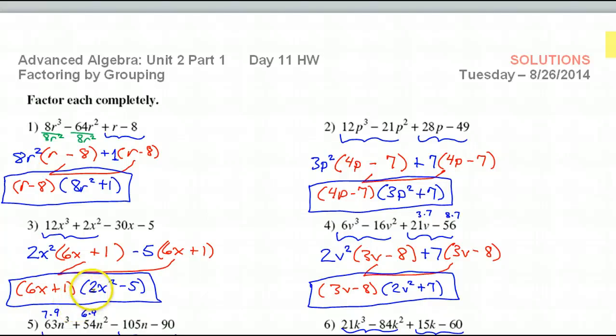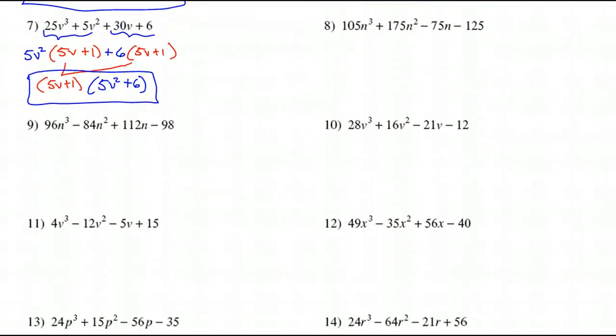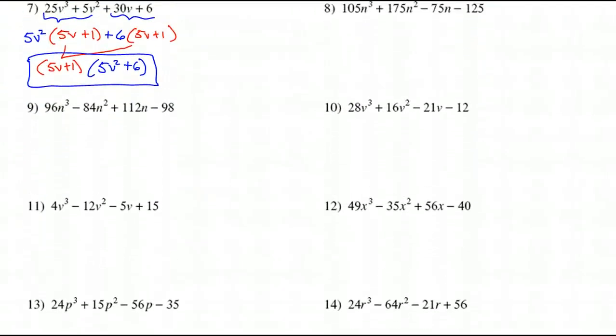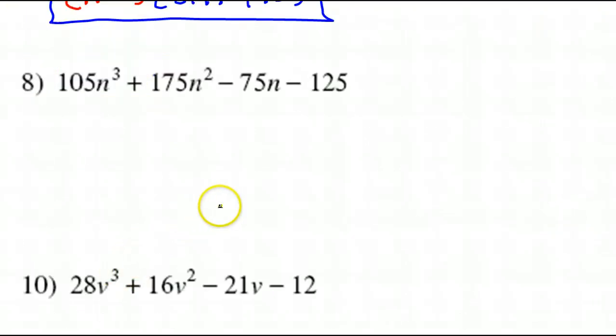Okay guys, this is part 2 of our lesson on factoring by grouping. It's the thing that we do when we see there are 4 terms. We try grouping. We've already done numbers 1 through 7, and in the second half of the video we're going to do numbers 8 through 14. It only seems fair. Alright, number 8.